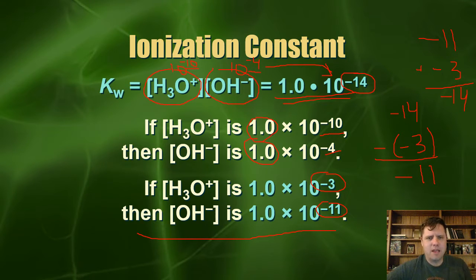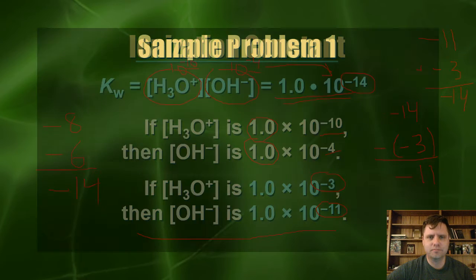So if I made the hydronium concentration a negative 8, for example, then you just ask yourself, what do I need to add to negative 8 to get to negative 14 to get to hydroxide? So in this case, it would be negative 6, right? Because those add together to negative 14. So we're always trying to add up to negative 14 on these concentrations.